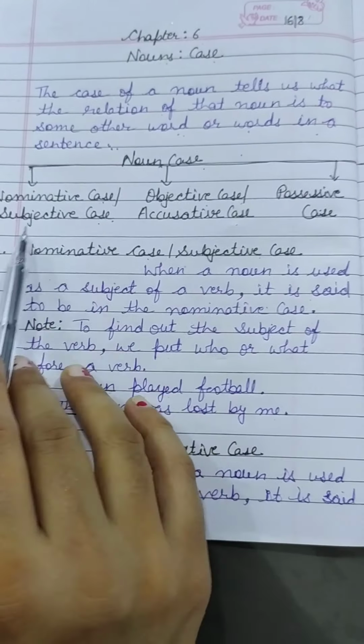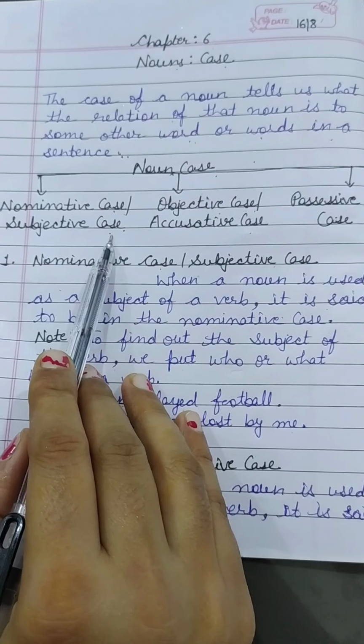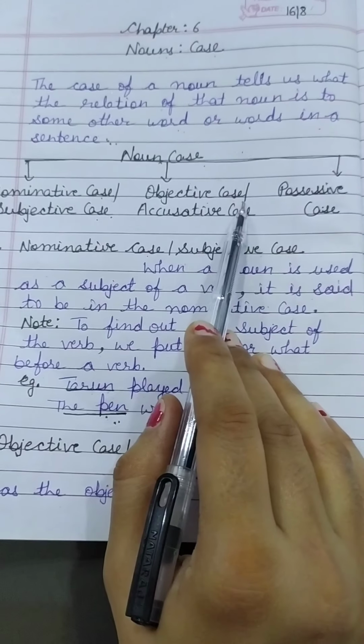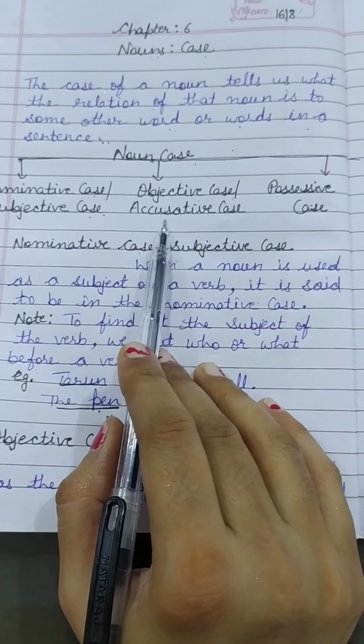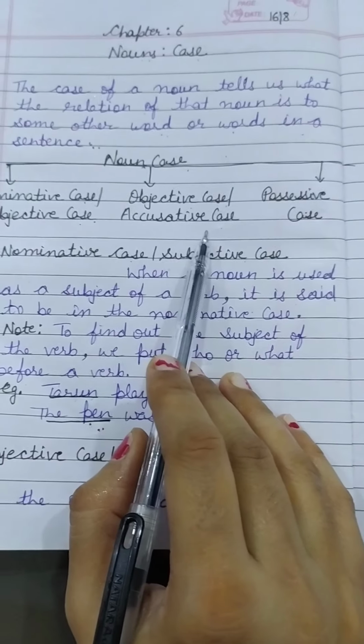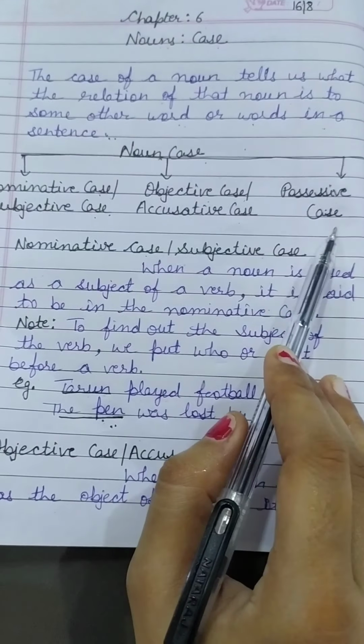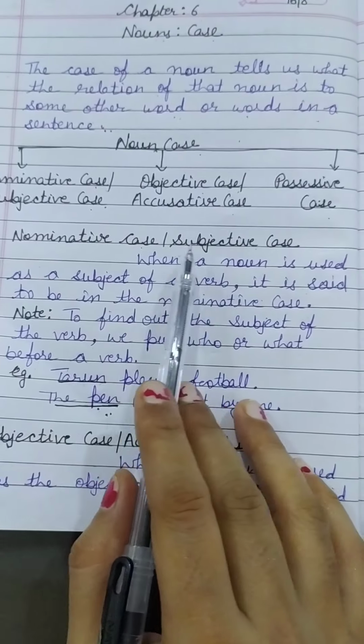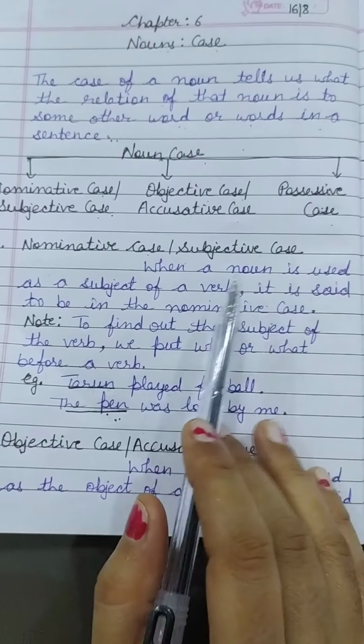Nominative case, it's also called subjective case. Second, objective case, it's also called accusative case. Third, possessive case.